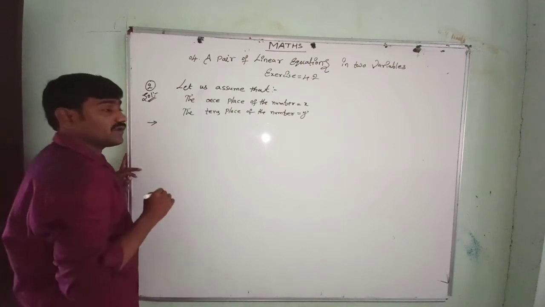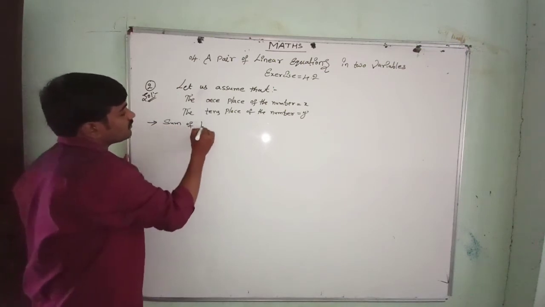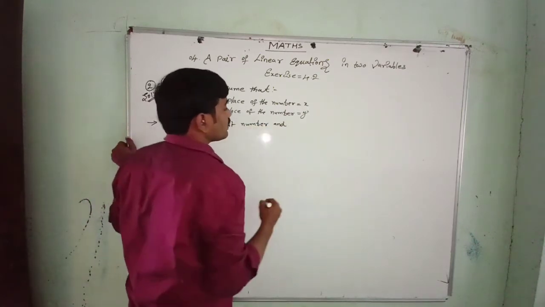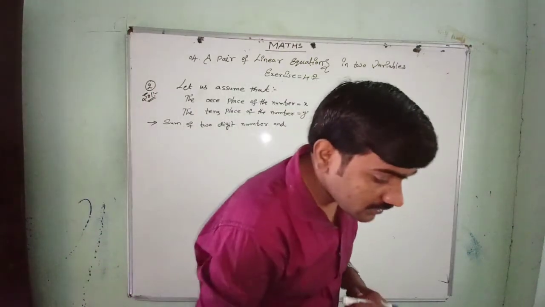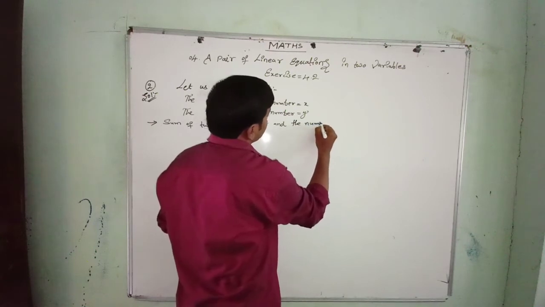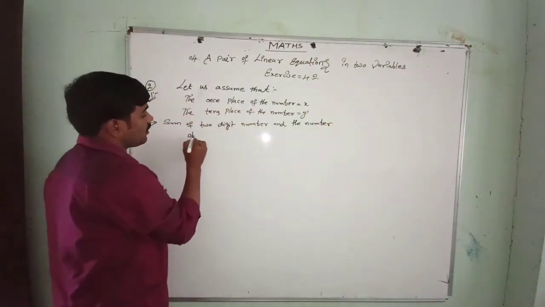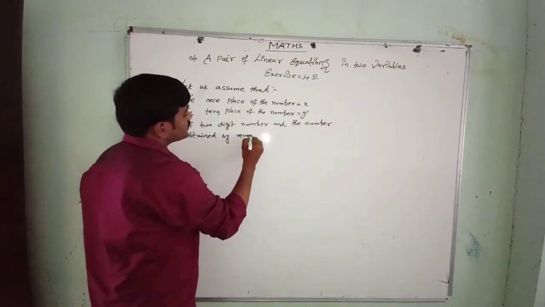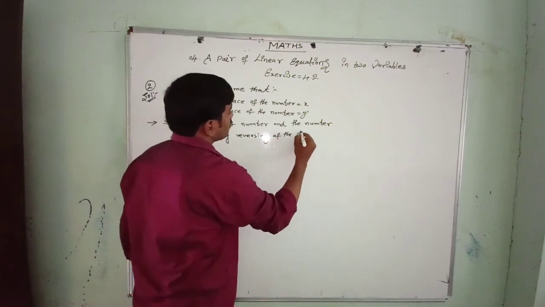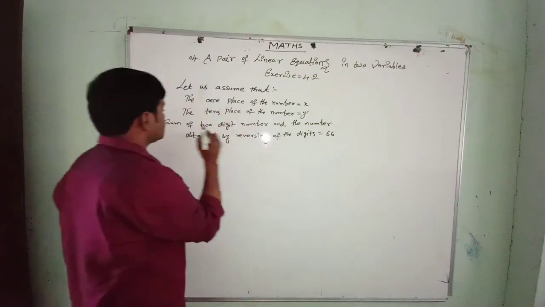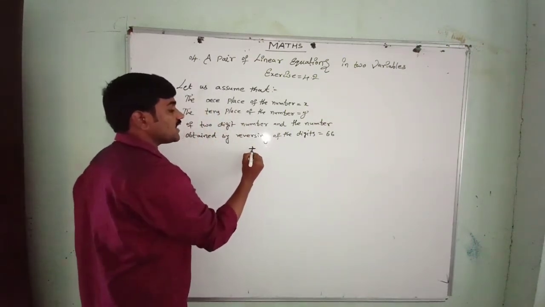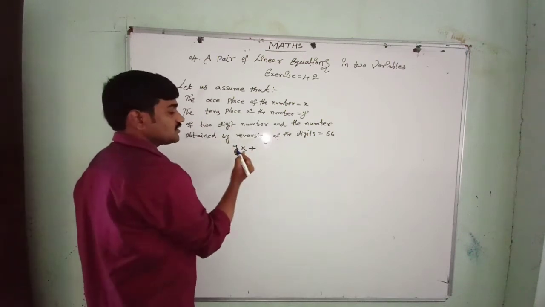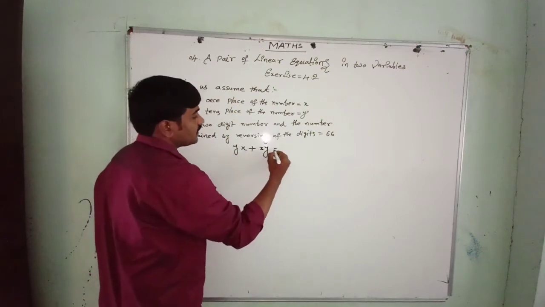Now see what the question is. According to statement number 1, the sum of the two-digit number and the number obtained by reversing the digits equals 66. The two-digit number has a tens place and a ones place, so it is yx, and on reversing the digits, yx becomes xy. That equals 66.